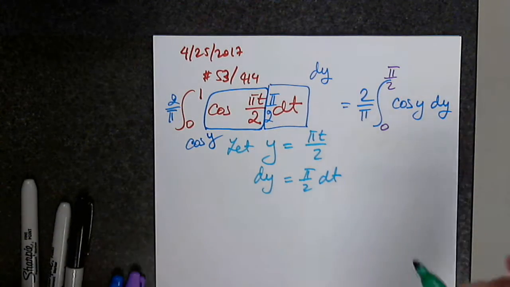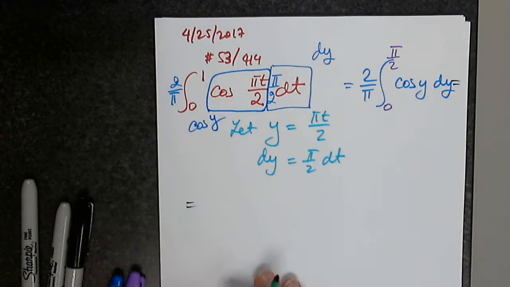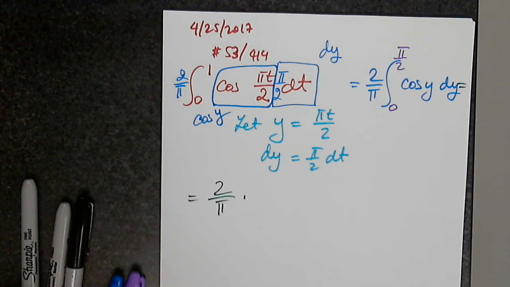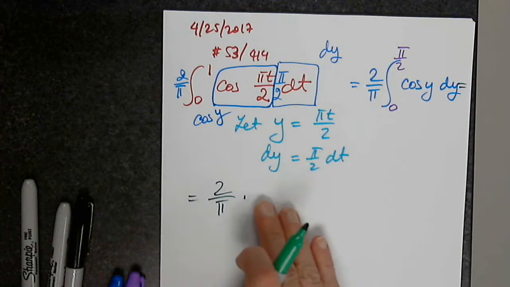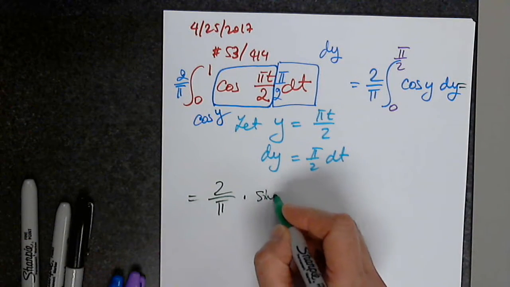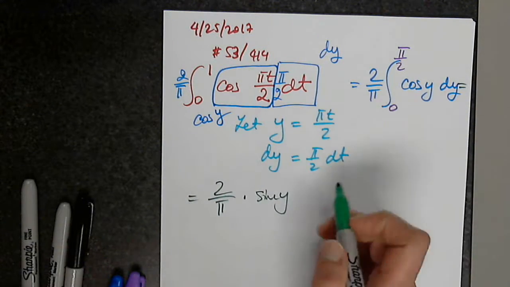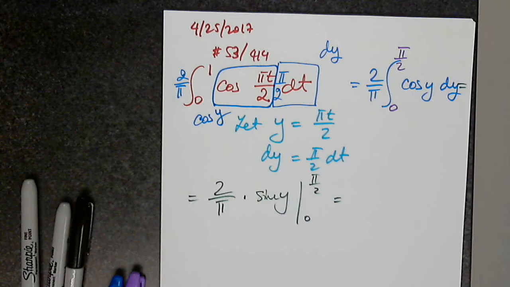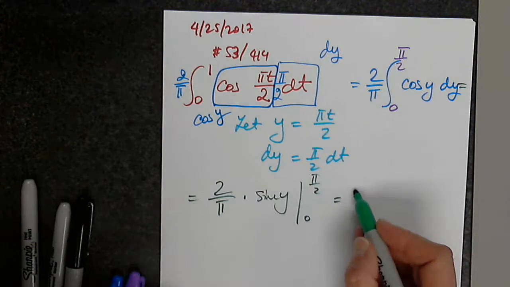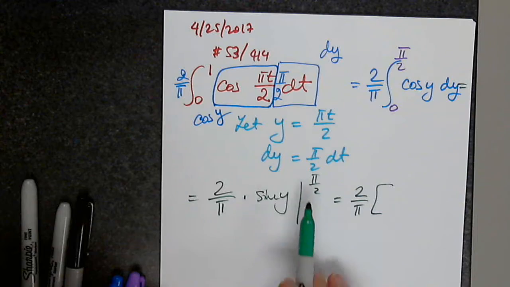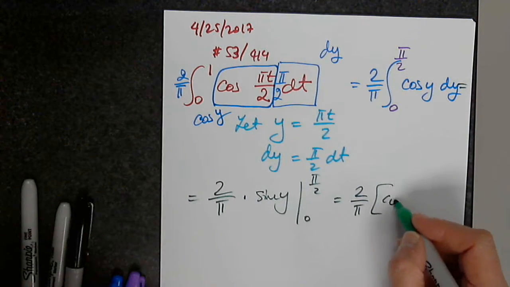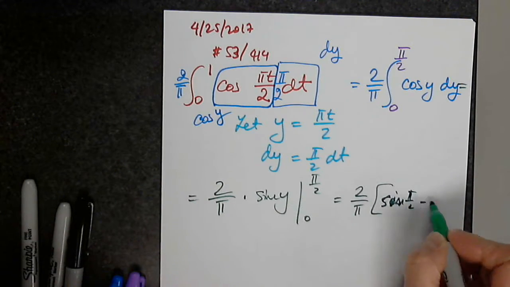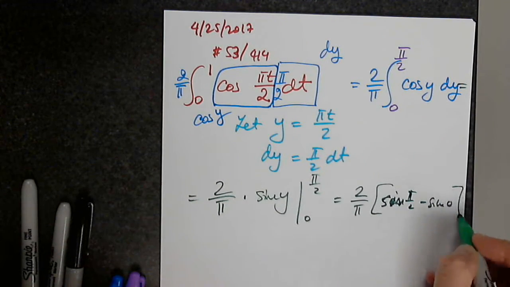Okay. So now which function prime is cosine y? Negative sine. No, sine y prime is cosine y, right? From 0 to pi over 2. So now we leave 2 over pi in front, and I plug in pi over 2. So I have sine pi over 2 minus sine 0.